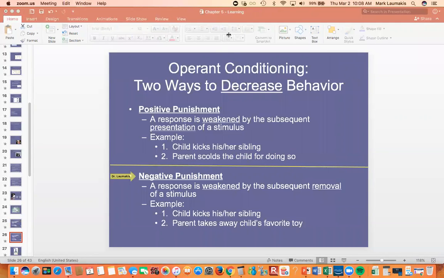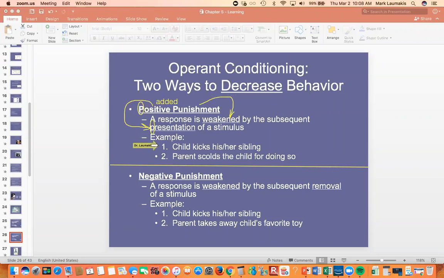So above the line here, for positive punishment, what's the definition? A response is weakened by the subsequent presentation of a stimulus. All right, this is going to be good, right? Punishment is why it's being weakened by the subsequent presentation of a stimulus. That's why it's positive. Again, not positive good, positive something being presented or something being added. So I'm going to type in the word added above positive again because I don't need to be thinking about good. I want you to be thinking about something being added in.